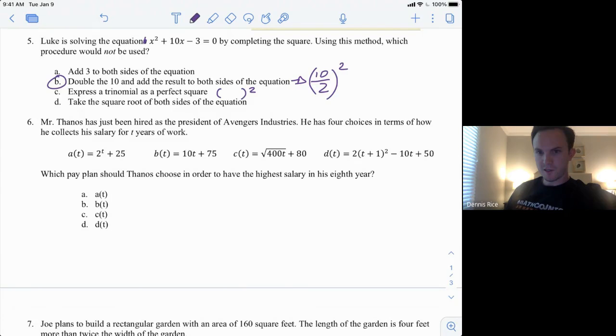What kind of function is d of t? That's a quadratic. It's not in vertex form or standard form. It's kind of in its own thing.